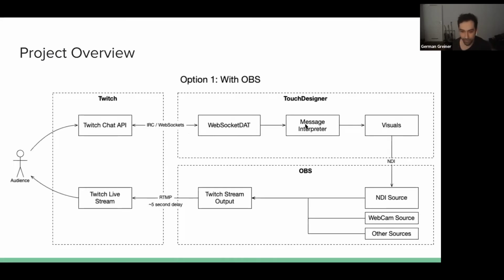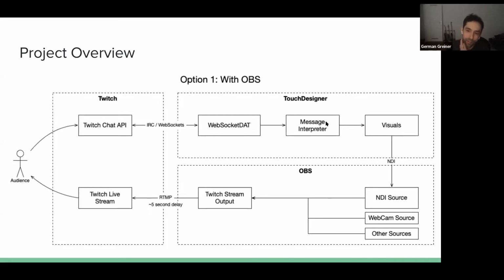What is the project overview? This is a high level description of what the project looks like. It's a loop that starts on the left with the audience. We have an audience member entering messages into the chat. Those messages get sent via a WebSocket connection to a WebSocket DAT operator in TouchDesigner. Then I send the output of this operator into another subcomponent I made called the message interpreter.